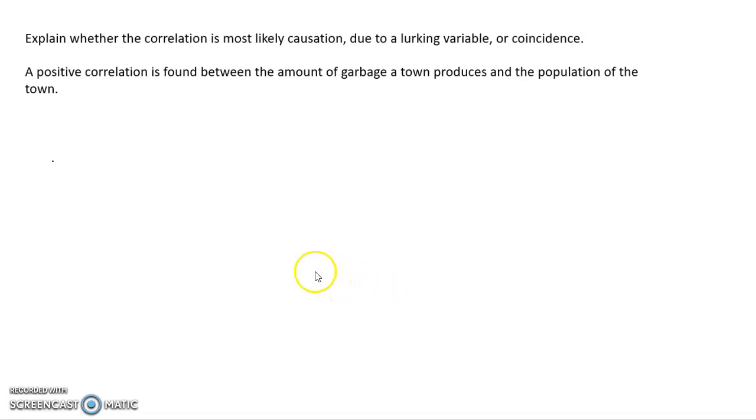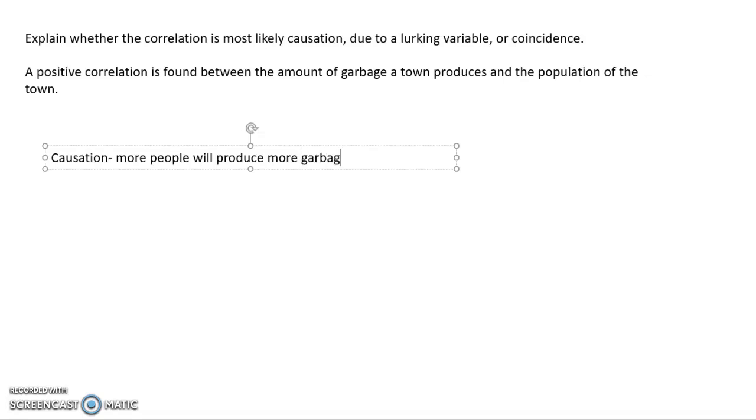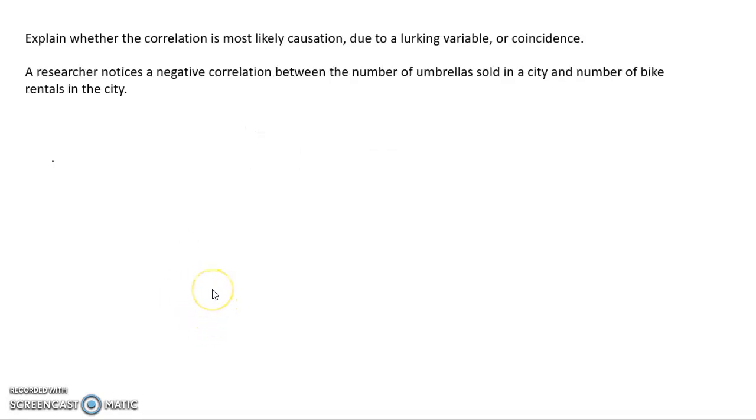Let's explain whether this correlation is most likely causation, a lurking variable, or coincidence. A positive correlation is found between the amount of garbage a town produces and the population of the town. Well, let's think about this. We can say this is causation, right? Because more people will produce more garbage. So we can say that that is a direct cause and effect relationship, and so this is a causation.